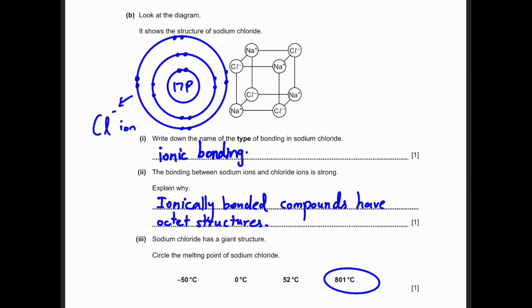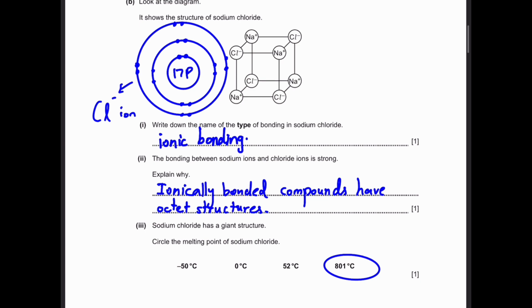Part 3, sodium chloride has a giant structure. Circle the melting point of sodium chloride. Giant structures are very strong, and because of the ionic bonding which is present in it, it'll have a really high melting point. So I've circled 801 degrees. Let's go to question 4.